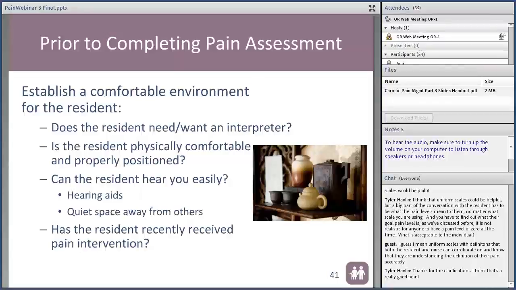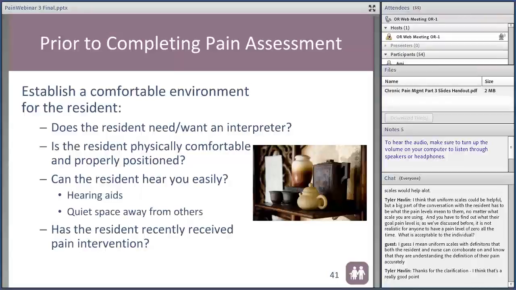Can the resident easily hear you? If they wear hearing aids, do they have their hearing aids in? Are they working? As a person that wears hearing aids, that really makes a huge difference. And make sure it's a quiet space away from others. And also, has that resident recently received pain intervention? If they're on a routine pain management program, and they're right at the tail end of the effectiveness of it, you definitely want to make sure that you pick a time to interview them where they're having the most effectiveness from that pain medication.